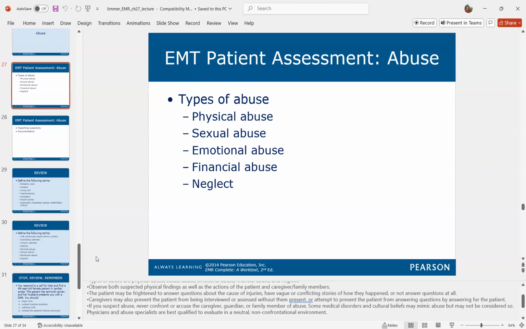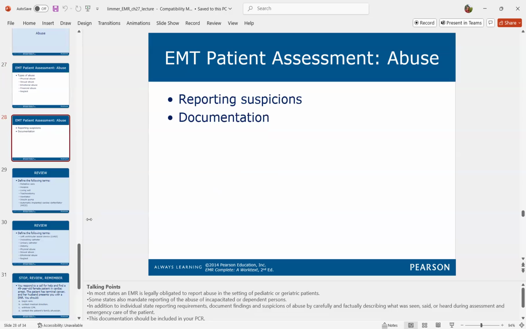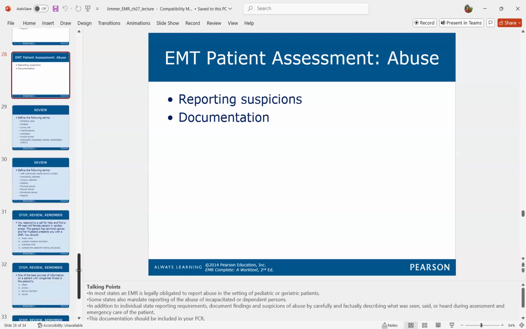Physical, this stuff we need to pass on. Physicians and abuse specialists are best qualified to do this in a neutral, non-confrontational environment. But we need to report it. So in most states, as a first responder, yes, we in Minnesota are legally obligated to report these. In addition to individual state reporting systems, we want to document our findings, like I was saying, in your patient care report. Just be objective when you're doing it.